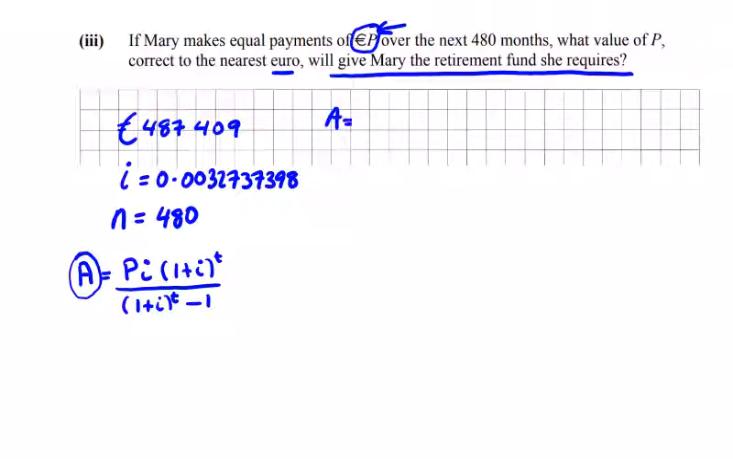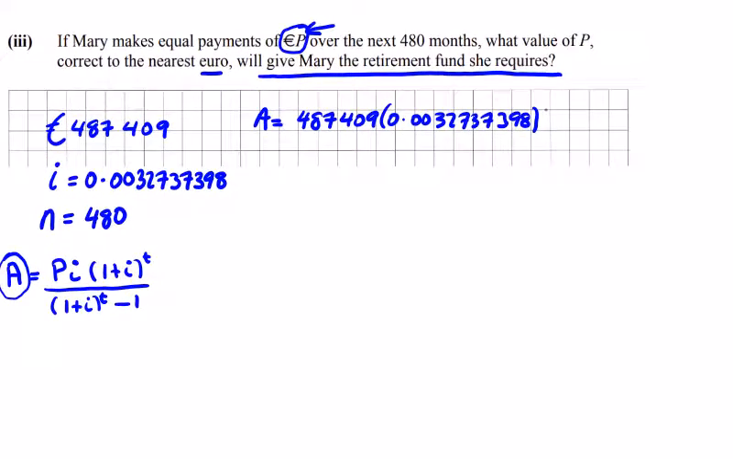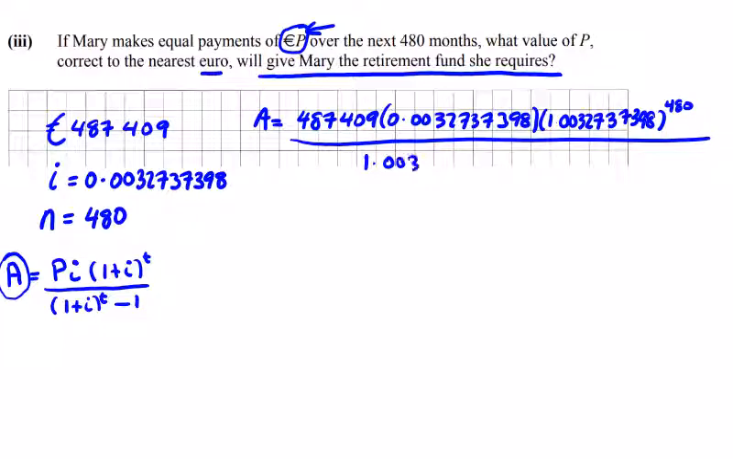So we have A, this is just formula use now, calculator use, double check. It's going to be the amount borrowed, 487,409, times I, which is 0.003273738, times 1 plus I to the power of T. So I'm going to have a huge 1 plus I, 1.003273738 to the power of 480, all over 1.003273738 to the power of 480 minus 1. Now type this in a couple of times and see what you get.